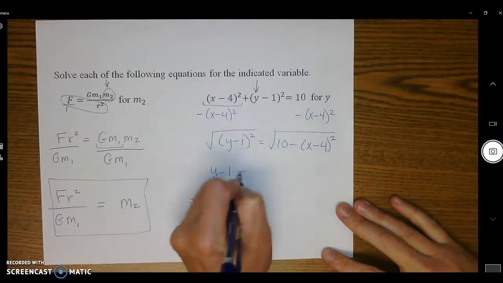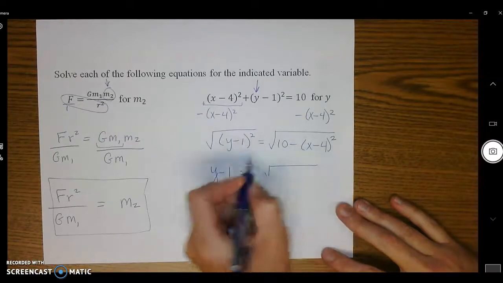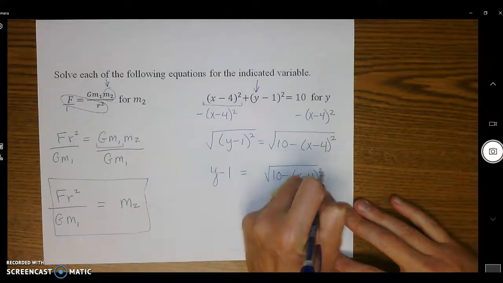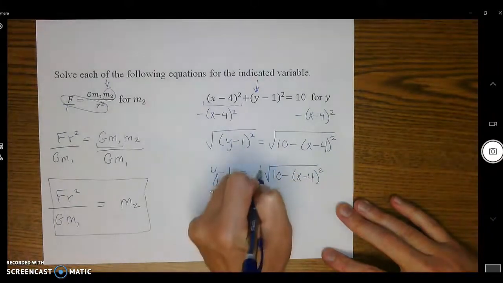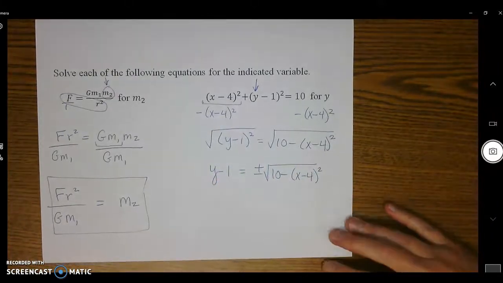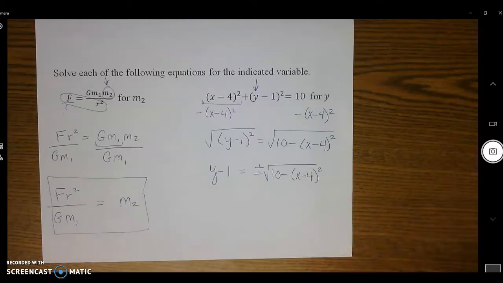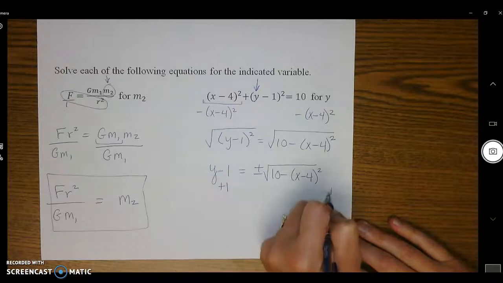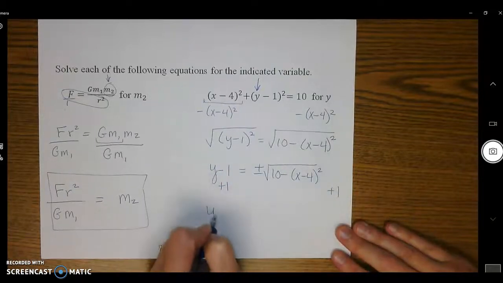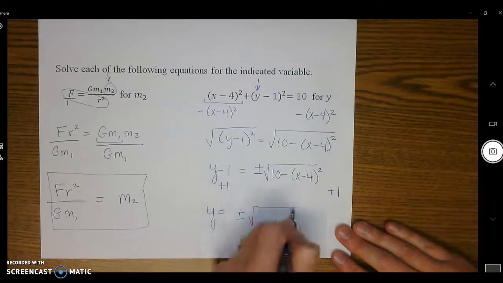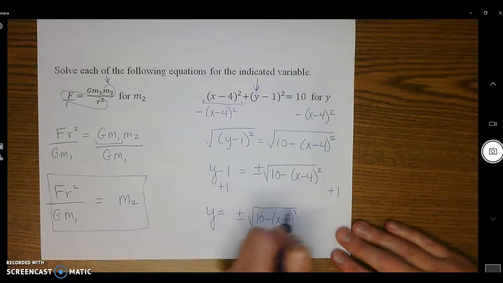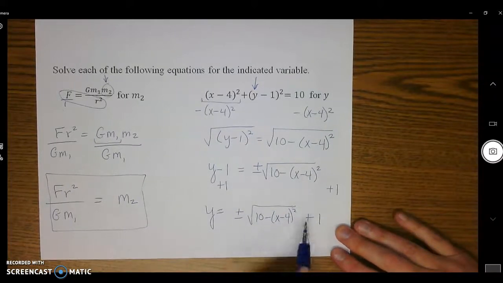y minus 1 equals the square root of 10 minus (x minus 4) squared. Remember, when we square root things, we have a positive version and a negative version. So we have a plus or minus. Lastly, I need to move my 1. I'm going to add it to this big mess over here on the right. So y equals plus or minus the square root of 10 minus (x minus 4) quantity squared, with a plus 1 hanging on the end. Notice it is not underneath the square root symbol.